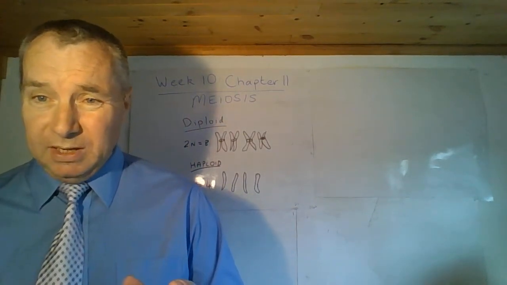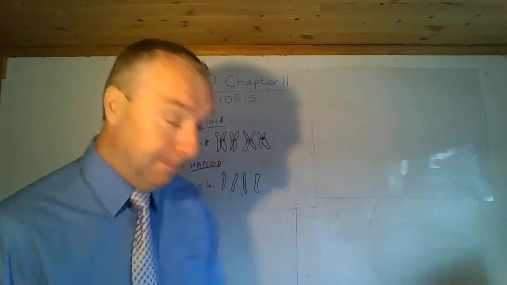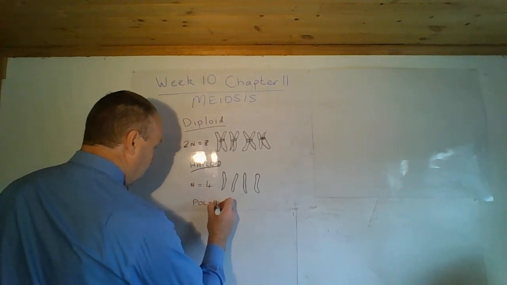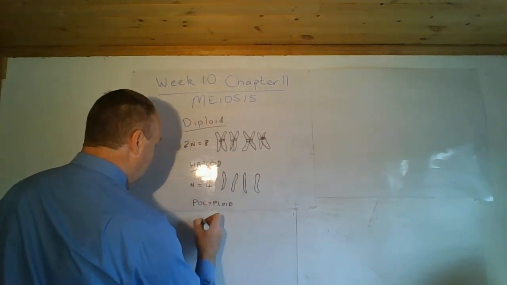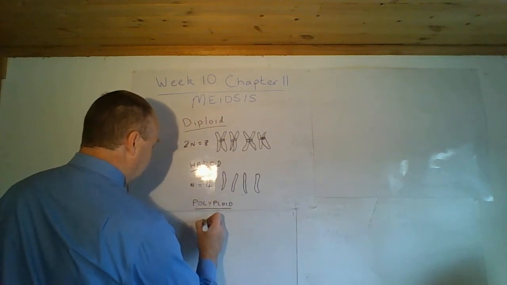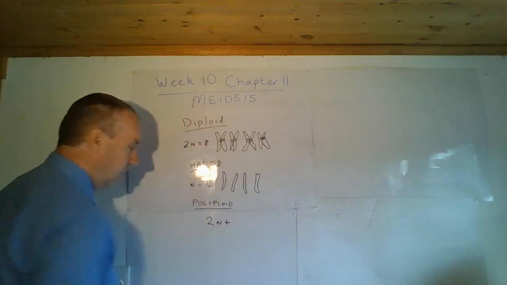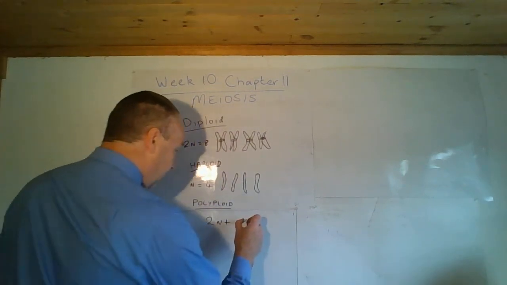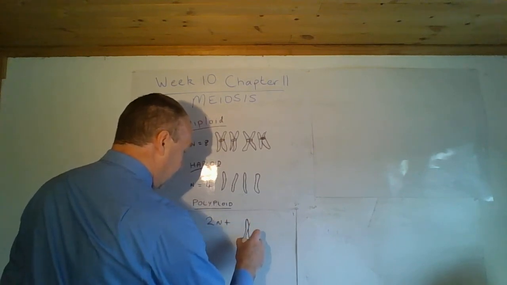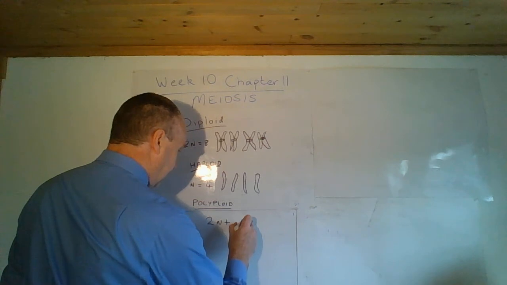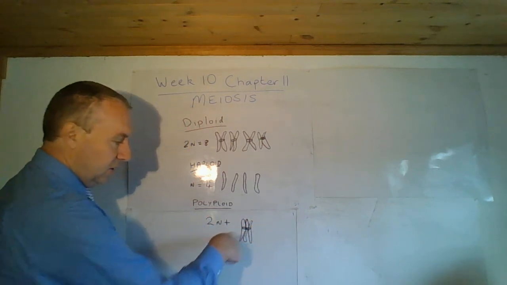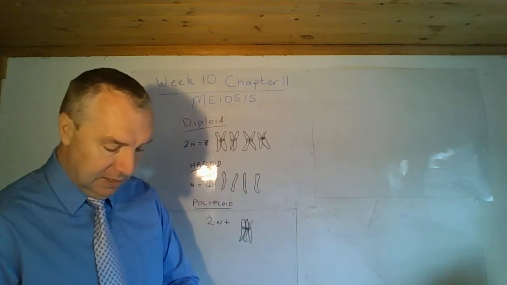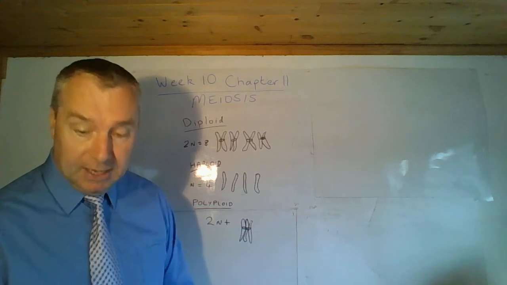Sometimes we get a situation where we have polyploid. That is called a 2n plus situation, meaning that instead of a pair of chromosomes, you could end up with 3 together, or 4 together, or 5 together. That is called polyploid. So in this situation, I would draw 3 together. That's polyploid because it's over 2, but it could be any number. And this is a situation that occurs.